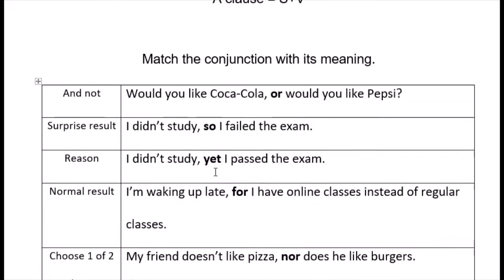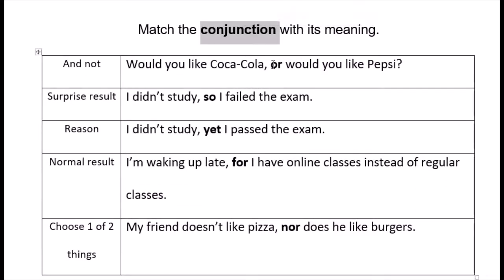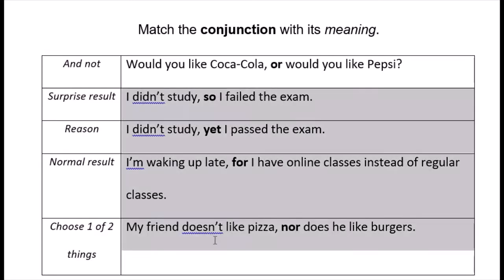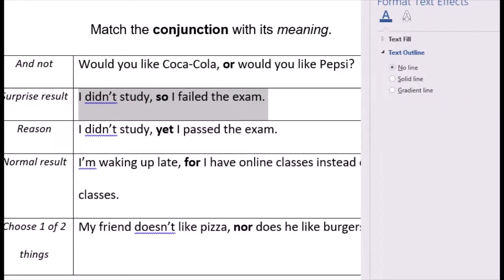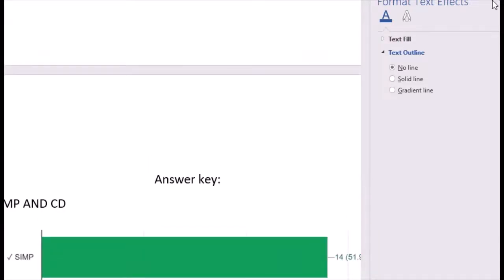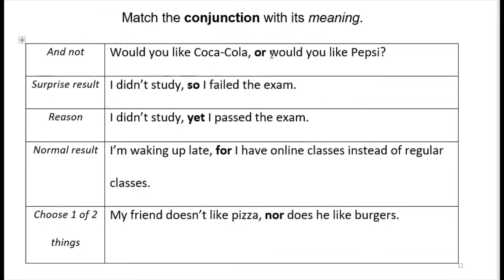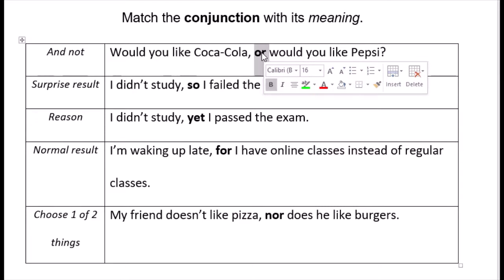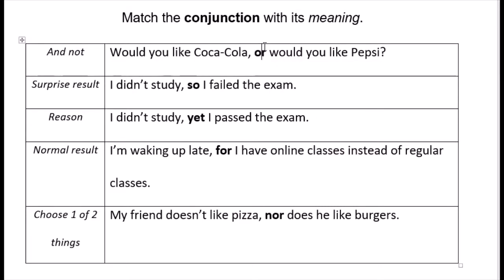All right. Next, match the conjunction. These are the conjunctions with their meanings, okay? And here are the meanings. And I'm going to fix this because... all right, so now going back, when you read the sentence, what is the meaning of the conjunction? Because that's the most important thing when you are doing compound sentences. So, would you like Coca-Cola or would you like Pepsi? So "or" means... I want you to do this by yourself and then I'm going to share the answers, okay?